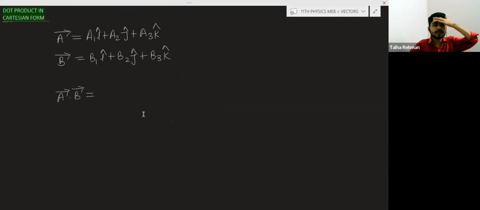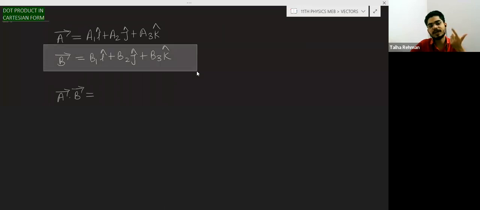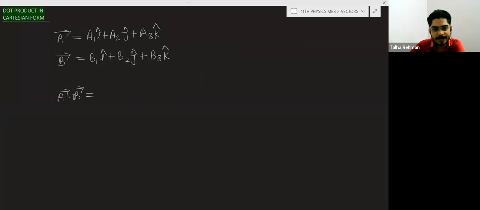See, dot product in Cartesian form. Cartesian form, I have told you, if you are writing a vector in terms of the unit vectors, that form is known as the Cartesian form. So this A vector is written in the Cartesian form and B vector is also in the Cartesian form, and we want to find A dot B.